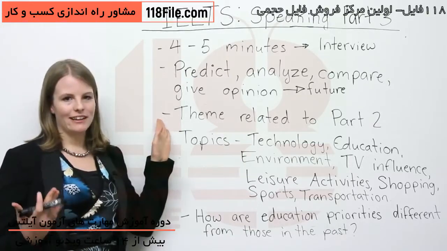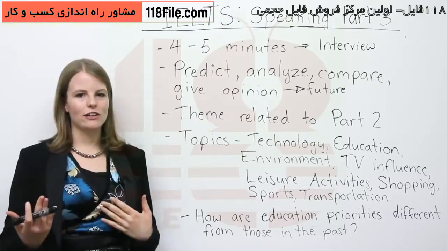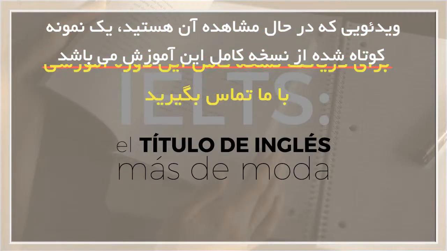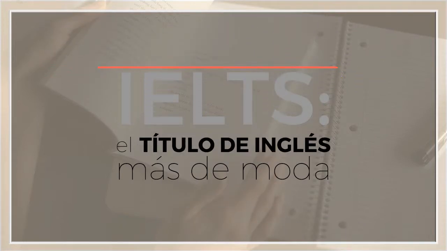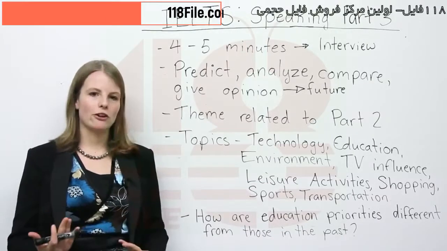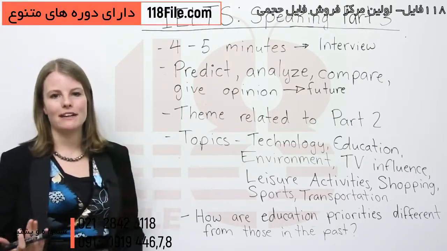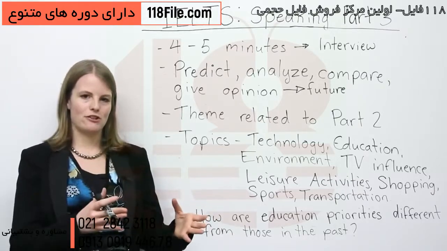So part 3 is based on a theme. In part 2, you're given something to describe often. It might be a historical building, it might be a teacher you really liked, it might be an object precious to you. Part 3 continues from part 2.